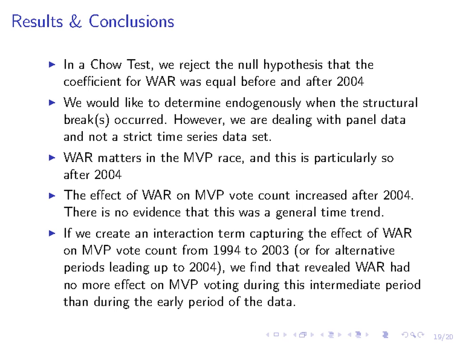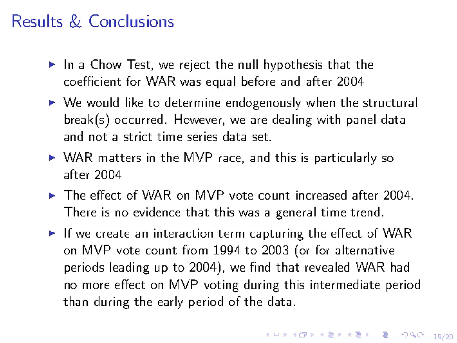In a Chow test, we reject the null hypothesis that the coefficient for WAR was equal before and after 2004. We get an F statistic of 9.64. So there's very strong evidence that the pre-2004 and post-2004 periods are very different.